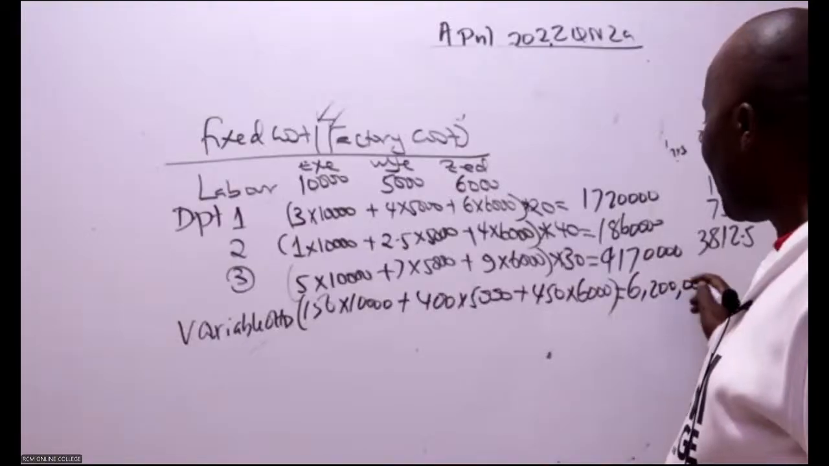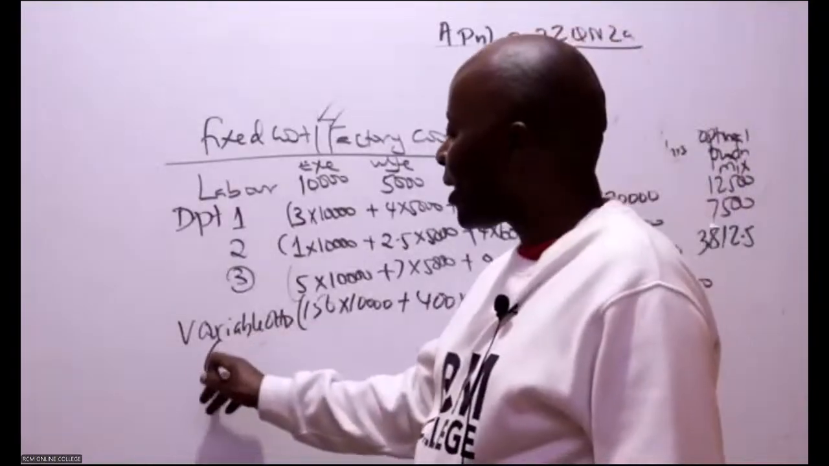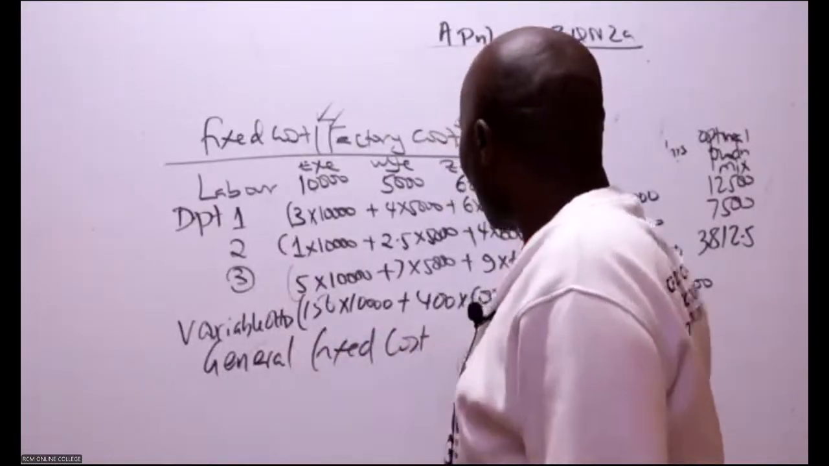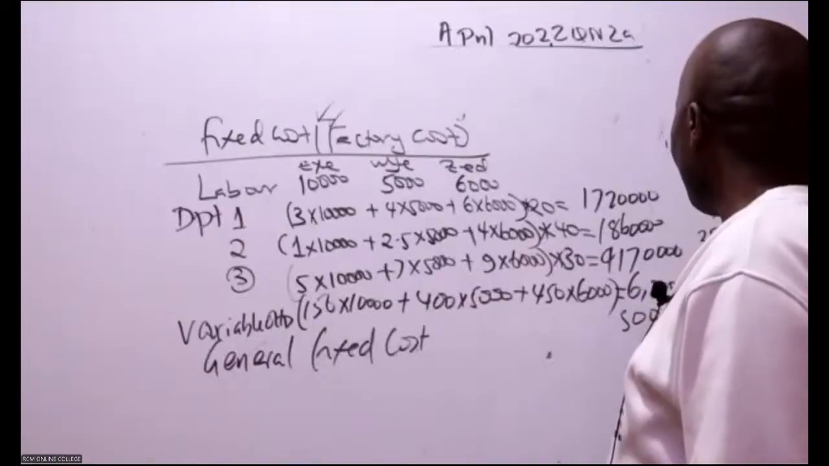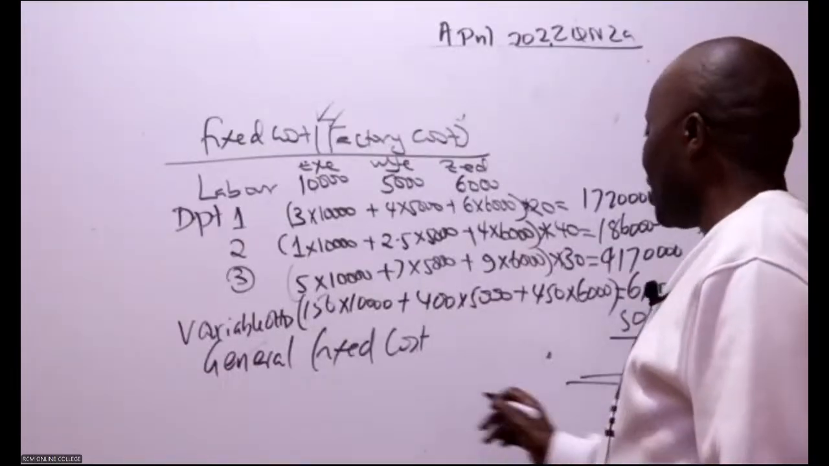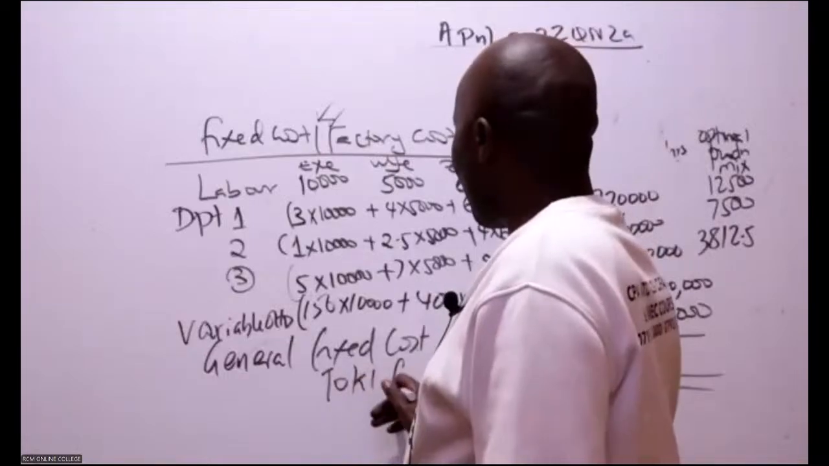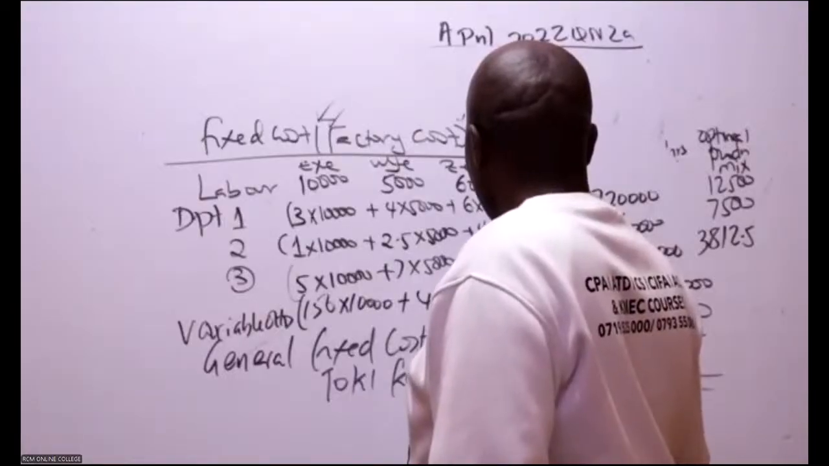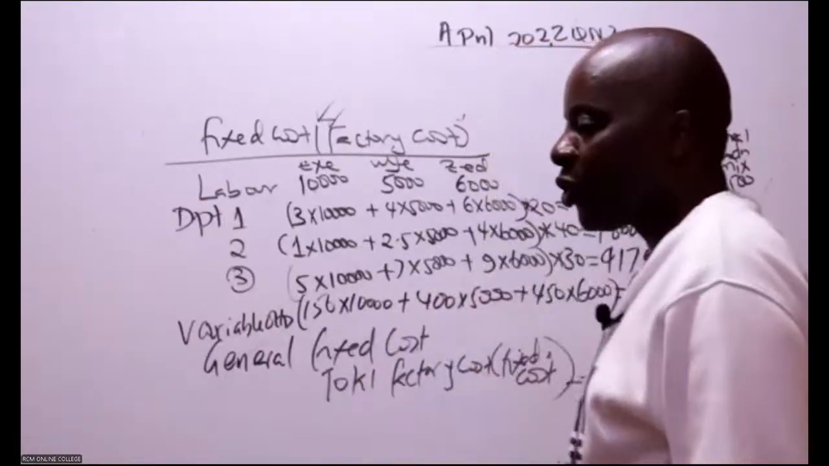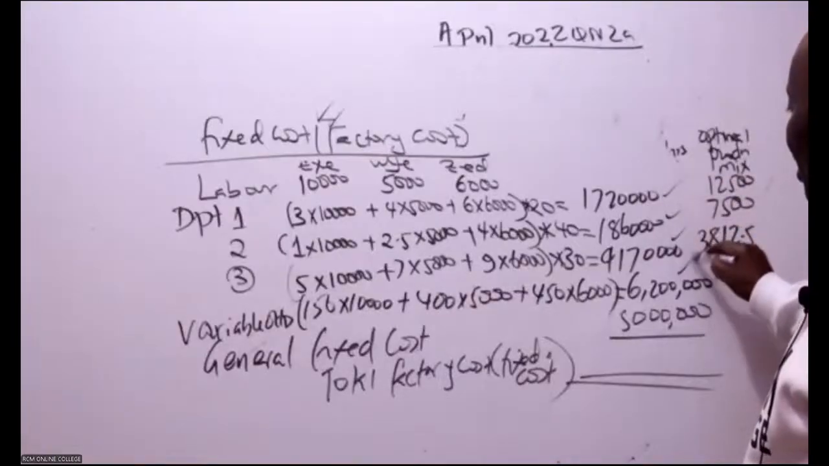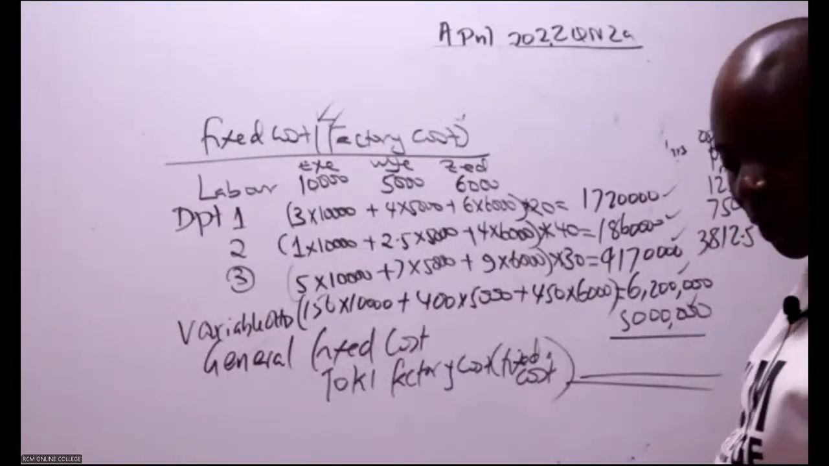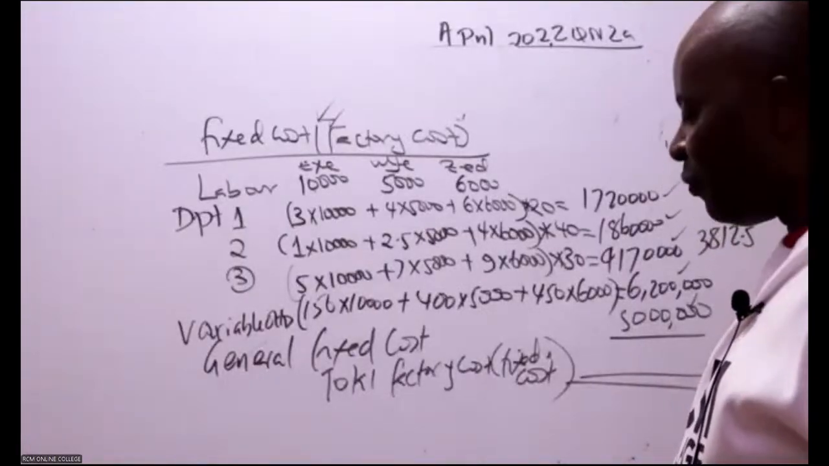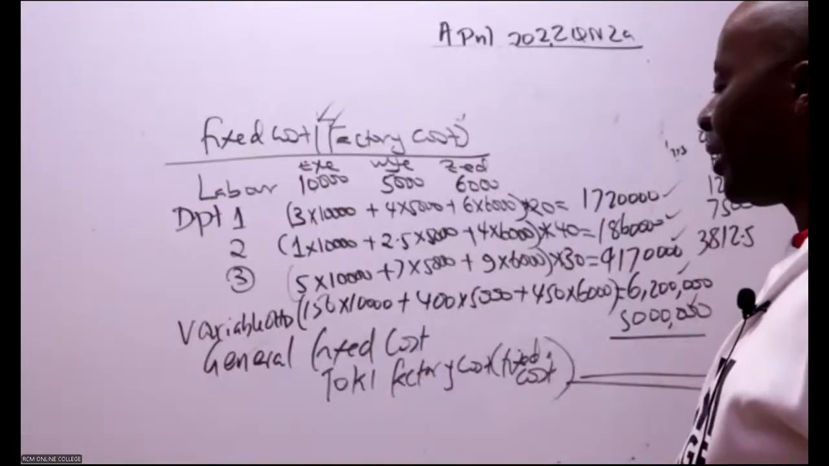So I'm being given 6.2 million. Do not forget the general fixed cost, which was 5 million. So come here and give me the total factory costs or fixed costs. Now you add everything: this plus the general fixed cost. If you remember, it was given in note number 3: fixed overheads are budgeted at 5 million. Don't forget them.